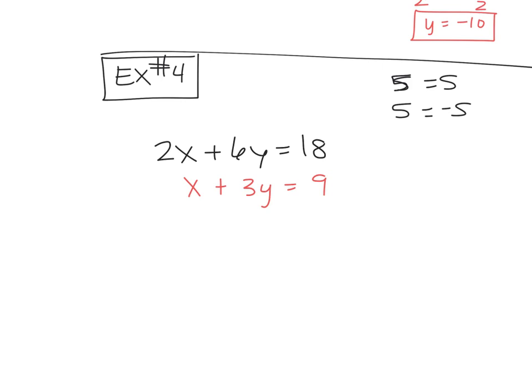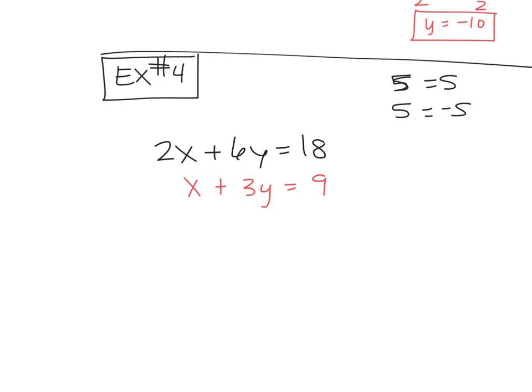So if this is the setup, can you eliminate one of your variables right now? 2x to x, 6y to 3y. Can you get rid of it as it is? No. You cannot, right? So you're going to have to multiply. Which equation do we need to multiply? Just the bottom equation, right?